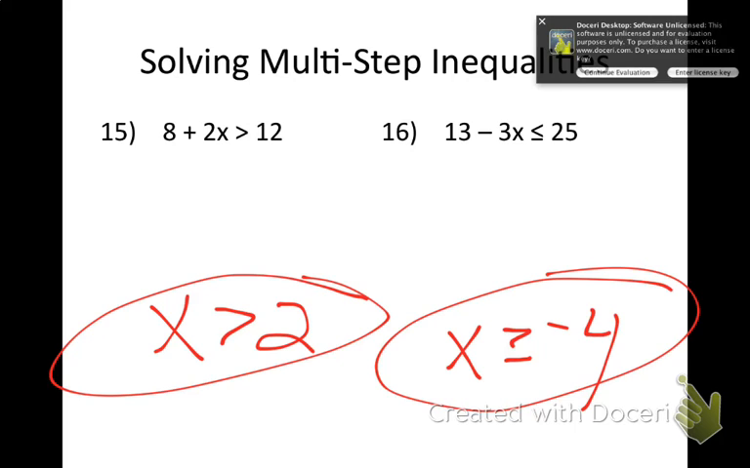Why can negative 4 be a solution here? Yeah, because there's that equal to part right there. It's greater than or equal to. So now negative 4 is included. And then again, anything greater than that could be a solution, like negative 3 as well.